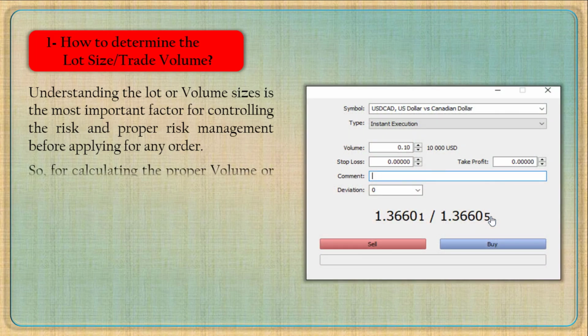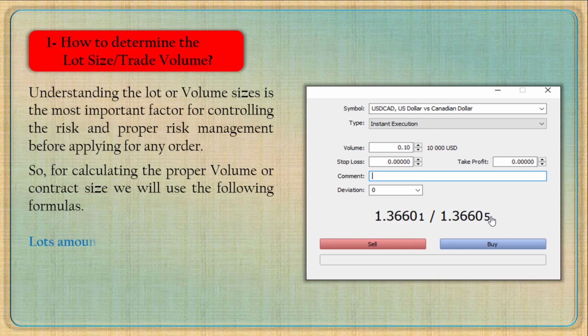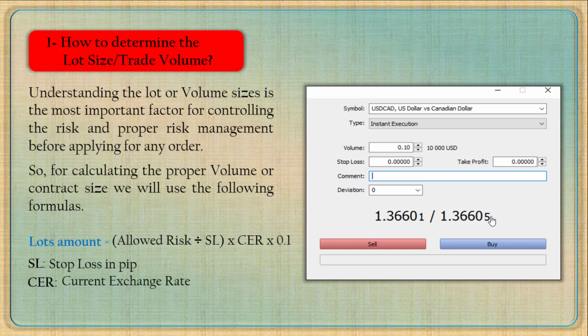So for calculating the proper volume or contract size, we will use the following formulas. Loss amount equals allowed risk divided by SL, or stop loss in pips, times CR, or current exchange rate, times 0.1, which is from the formula. So SL means stop loss in pips, CR means current exchange rate. Now in this formula, the only thing that we don't know is allowed risk.